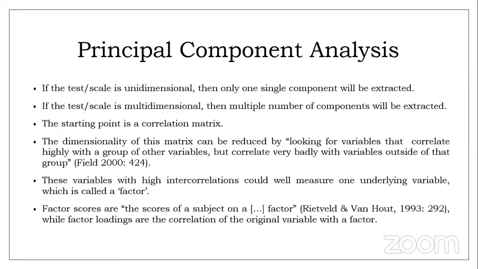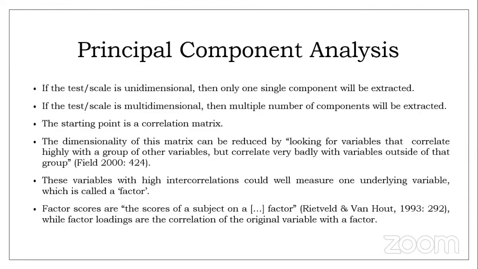Again, the starting point is always the correlation matrix. Dimensionality of this matrix can be reduced by looking for variables that correlate highly with a group of other variables, but correlate very badly with variables outside of that particular group. So these variables will be correlating very well with all the other items of the same dimension, but they will have low correlation or poor correlation with the items which are loading on another component, another dimension.